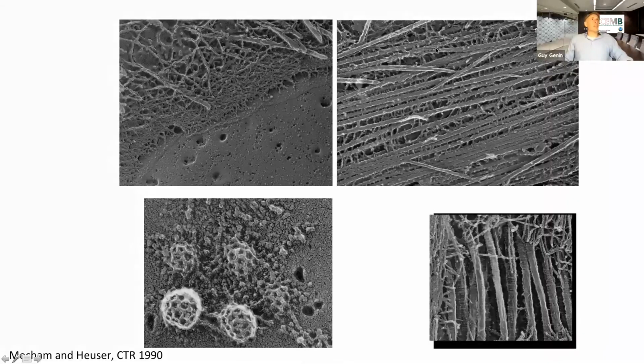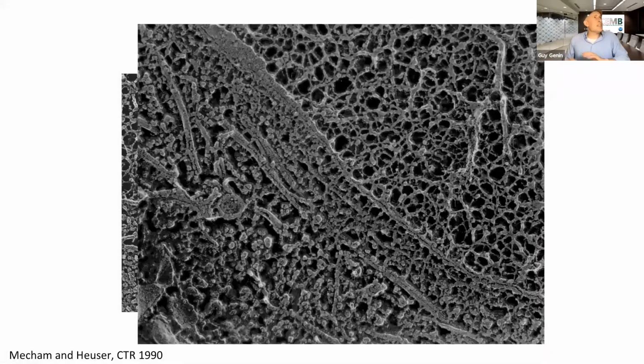So here's collagen in extracellular matrix, and you can see how densely packed and cross-linked collagen is. These are some of my favorite pictures. This is some clathrin-mediated endocytosis going on, endocytosis being how you pull stuff in from the outside of the cell to the inside of the cell. And then here is the cell membrane.